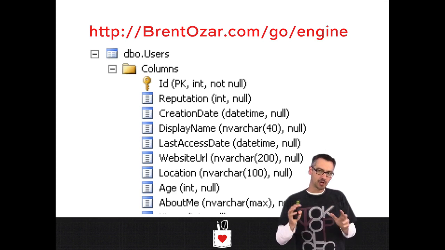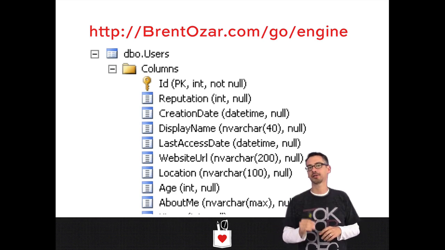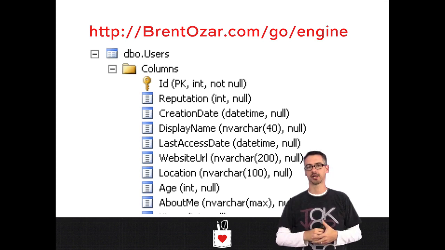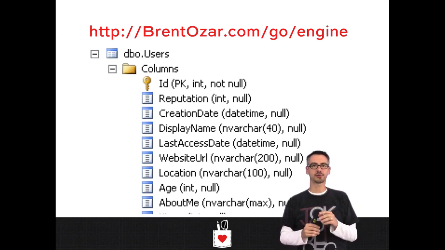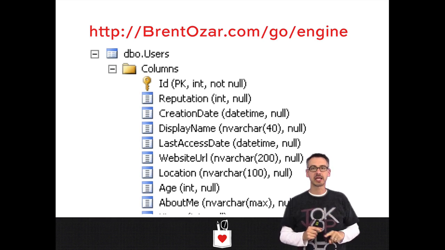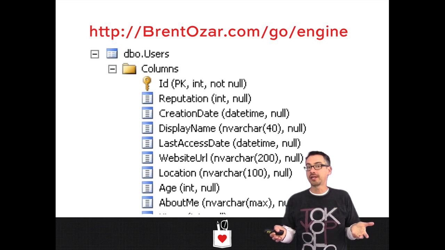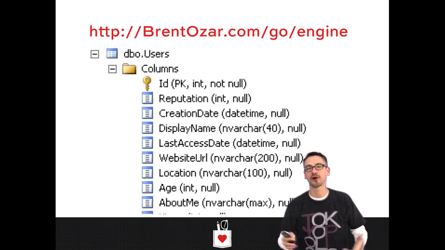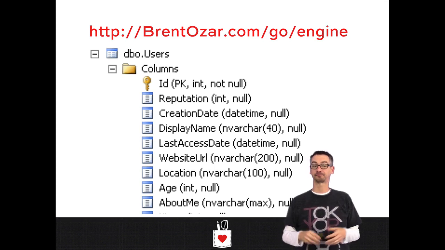brentozar.com/go/engine. I'm going to start off by looking at the users table, which is a list of everyone who's ever asked or answered a question on Stack Overflow, posted a comment, etc. Now, the users table's clustered index is on one field. Notice the key next to the ID field. This is exactly what you think it is, an identity field that starts at 1 and goes up to a bazillion, or however many users they have today.